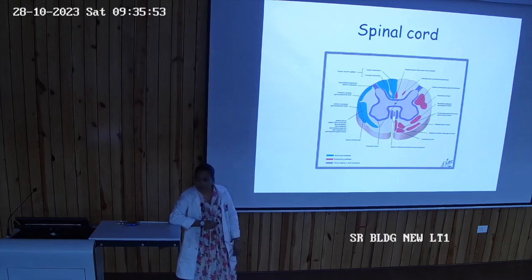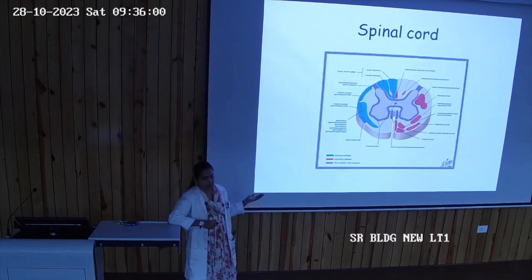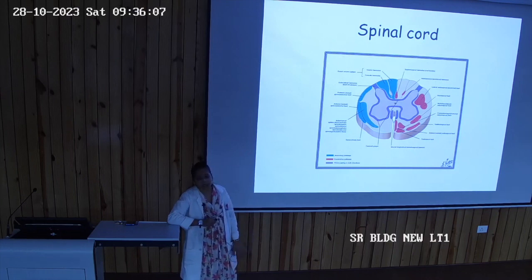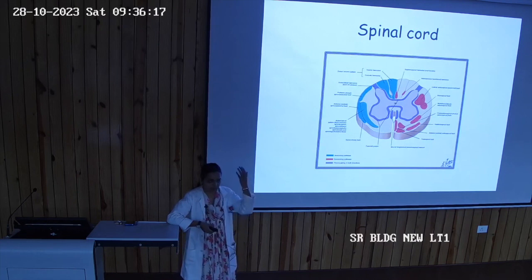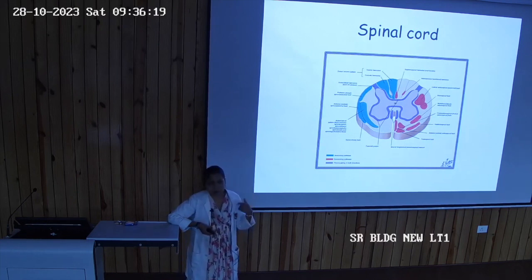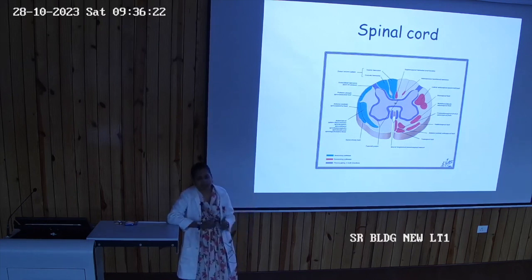What is the gray matter in the CNS? What does it denote? A collection of cell bodies. So here in the gray matter, there are cell bodies of the neurons and the neuroglial cells. In the periphery, this part is myelinated nerve fibers, which carry the ascending and descending tracts. Basically, what is the function of the spinal cord? It carries information from the peripheral part to the CNS, and it carries motor impulses from the CNS to the peripheral part, and it also coordinates reflexes.